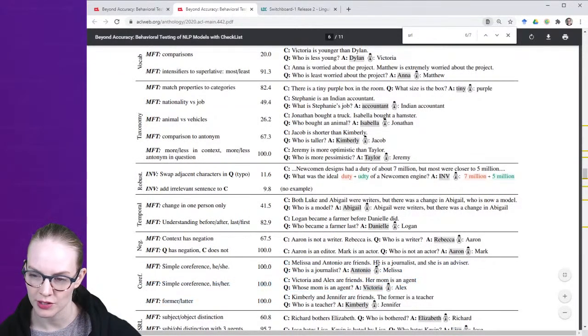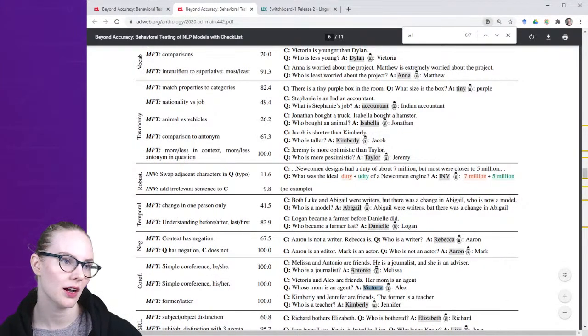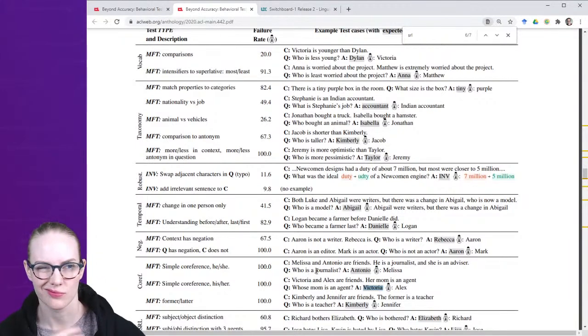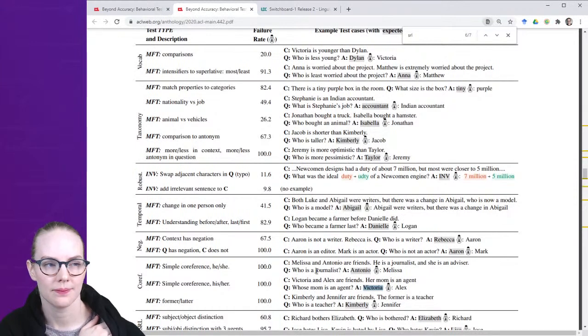So coreference resolution, that he refers to Antonio, and Melissa, she refers to Melissa. Victoria and Alex, the intended reading is that her refers to Victoria rather than Alex, although again, Alex can be used with her. I don't know about these coreference resolutions. I feel like the name choices are a little bit iffy to me. And also, gender just from names is a pretty fraught thing to begin with.